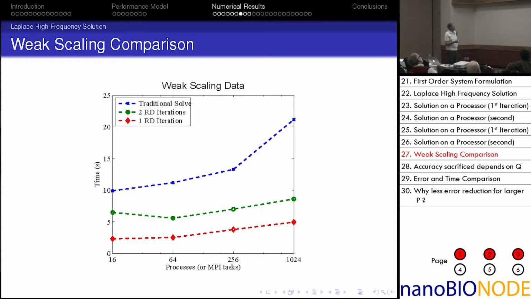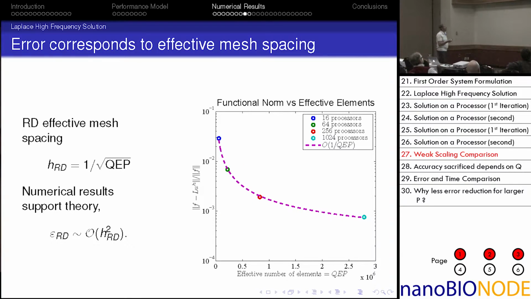So here's the first RD iteration. And the second RD iteration, as you get closer, it gives you a different sort of weak scaling. This was traditional, starting to grow at 1024. The effective mesh spacing has this Q in it, whereas the traditional would be 1 over the square root of EP. It's 1 over the square root of the number of elements, right? Because the elements are 2-dimensional. So this is what you lose. You lose a little bit of H. So when you put that into your error bound, this is how much you lost.